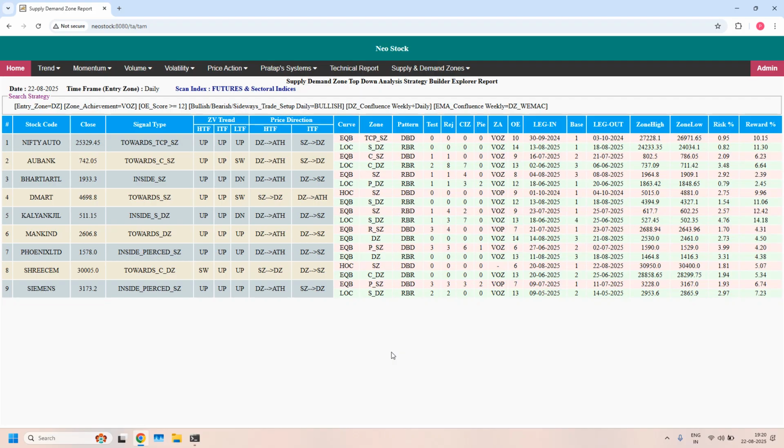This is based on daily and weekly demand zone confluence and weekly EMA confluence. Always look into the search strategy to see how you are filtering the stocks. And the entry time frame you can always find in all the reports.